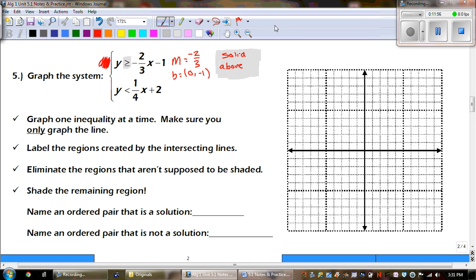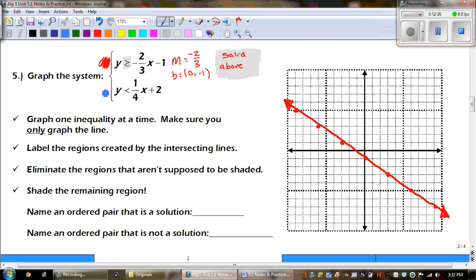So I'm starting at -1, so 0, -1, and then I'm going down 2 over 3, down 2 over 3, down 2 over 3. And we need to graph all of the points possible, okay? So now that we've got that, go ahead and use a straight edge to graph your straight line. It's a solid line, and there we go.